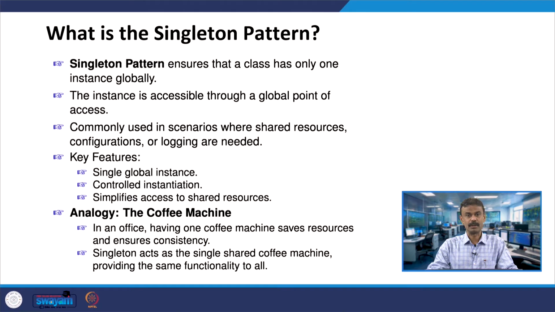The main idea is, instead of having multiple coffee machines, the singleton acts as a single shared coffee machine. One coffee machine you can find, and it provides the functionality for everyone. In fact, it provides the same functionality to everyone. Suppose in the department I want to have a coffee machine, I will buy one coffee machine.